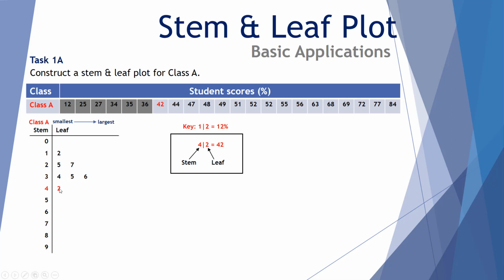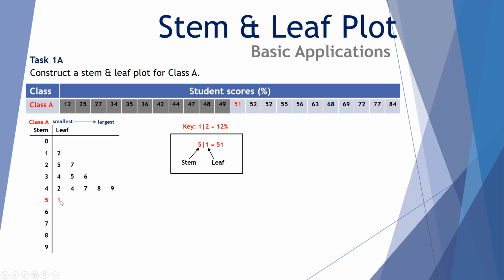Into the 40s, 42, a 4 and a 2. 44 is a stem of 4 and a leaf of 4. 47, I add the 7. 48, I add the 8. 49, I add the 9. Notice we're moving from the smallest 40s outwards to the largest 40s, from the center outwards in order of smallest to largest.